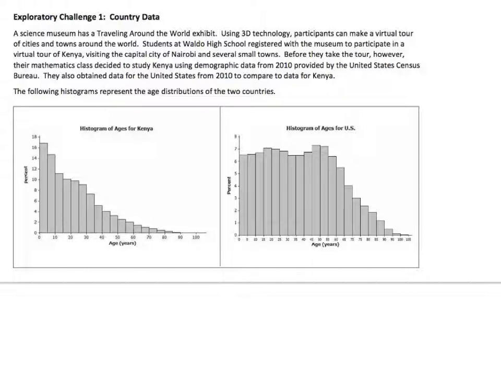Before they take the tour, however, their mathematics class decided to study Kenya using demographic data from 2010 provided by the United States Census Bureau. They also obtained data for the United States from 2010 to compare to the data for Kenya. The following histograms represent the age distributions of the two countries.